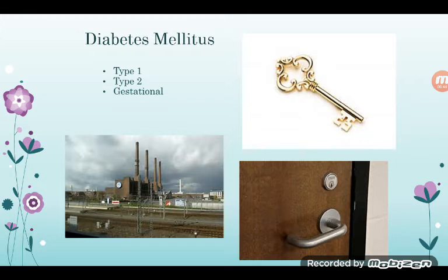So type 1 is insulin dependent. Type 2 is non-insulin dependent. Gestational diabetes happens during pregnancy. Some patients may develop diabetes after pregnancy, and some develop it in later years.